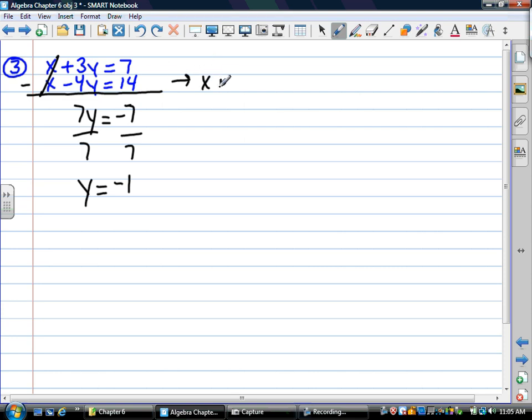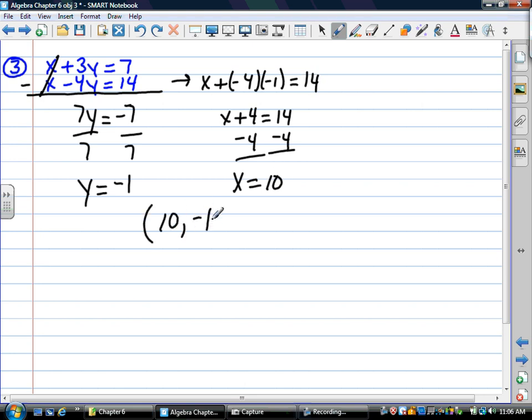I wind up with x plus negative 4 times negative 1, and that's going to be equal to 14. Negative 4 times negative 1 is positive 4, so we get x plus 4 equals 14. Subtract 4 from both sides of the equation. We wind up with x is equal to 10. My ordered pair solution would be 10 comma negative 1. My value for x is 10. My value for y is negative 1.